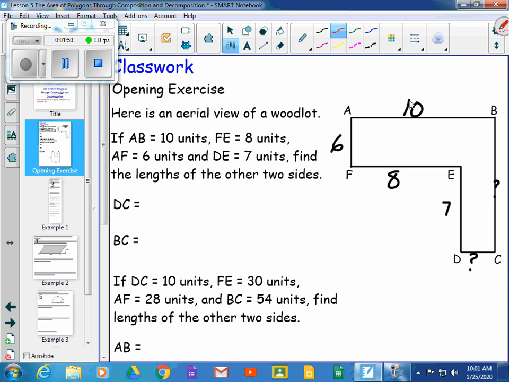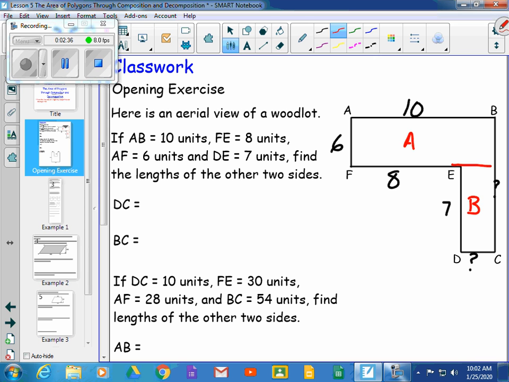So I'm going to draw a line right there. That line doesn't really exist in the woodlot, but what that line does is it separates the woodlot into a rectangle A and a rectangle B. Then we're going to take what we know about rectangles to find those missing dimensions. We know that rectangles have opposite sides congruent. So I'm going to start with finding DC.